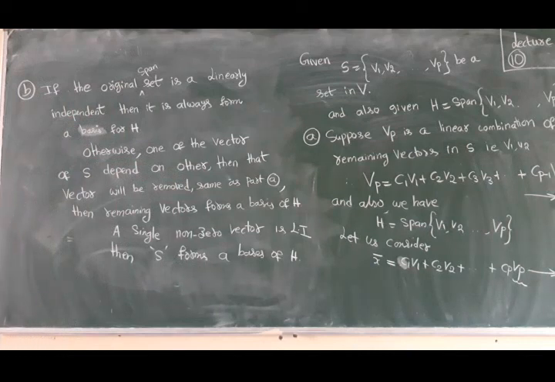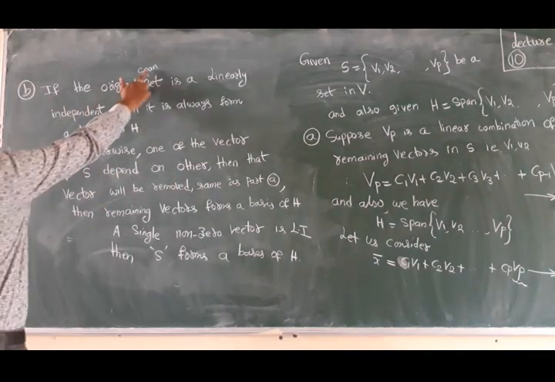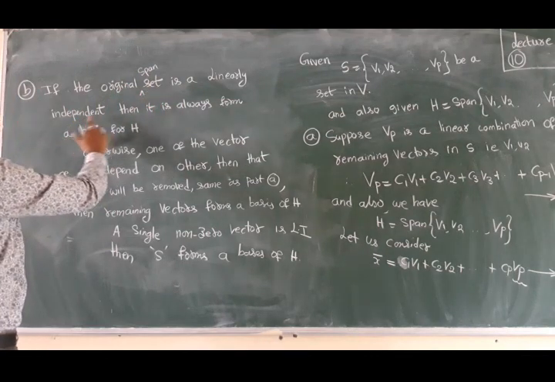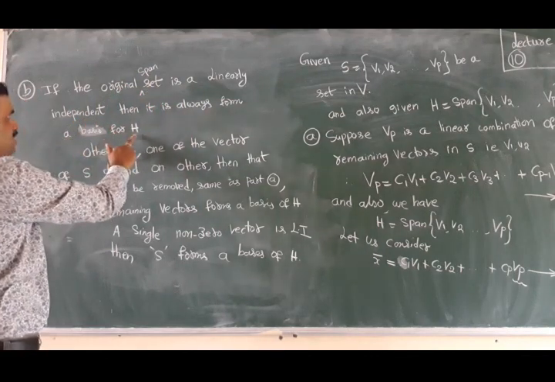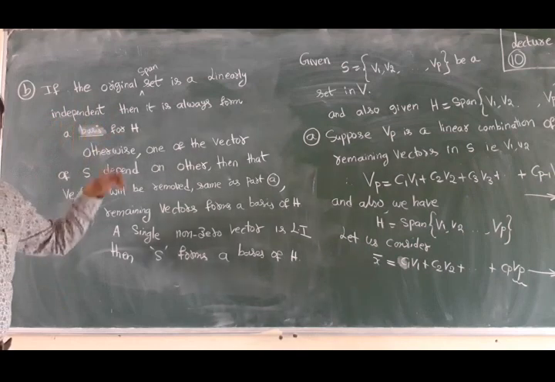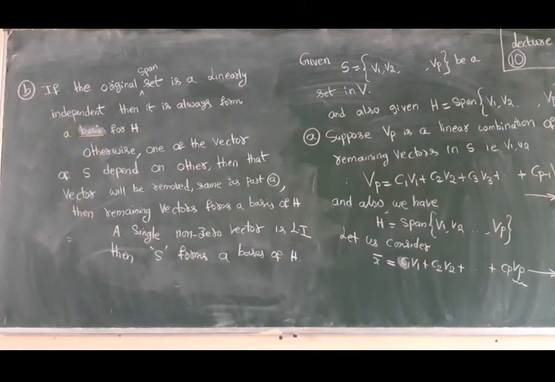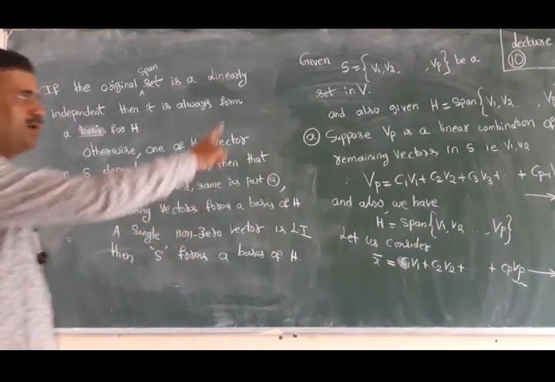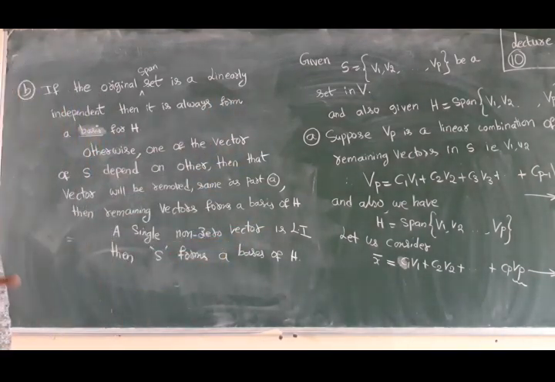Now see, the second part is what we have here. If the original spanning set is linearly independent, then it always forms a basis for H. If all are linearly independent, it simply forms a basis, because it is already a span and linearly independent. If one vector is linearly dependent, we simply have to remove that vector, same as part A. Then again we can say the remaining vectors form a basis. Why? Because they are linearly independent and again span.